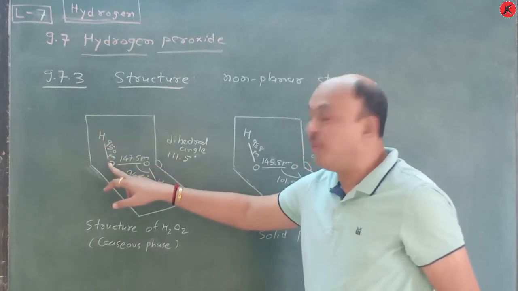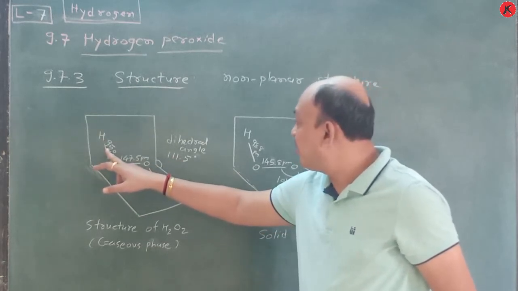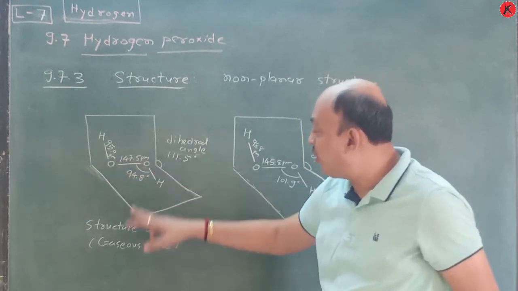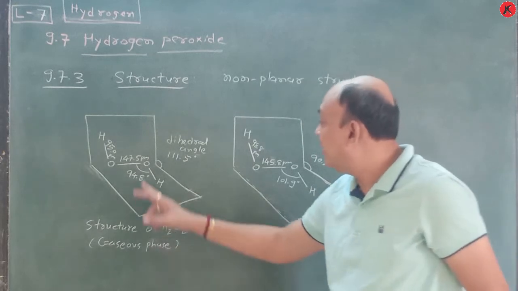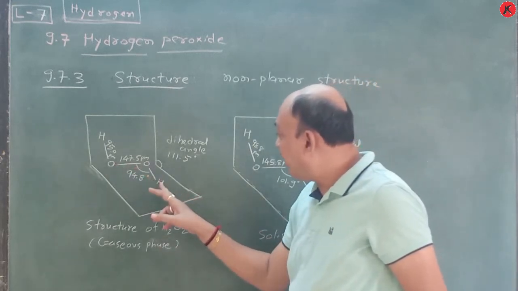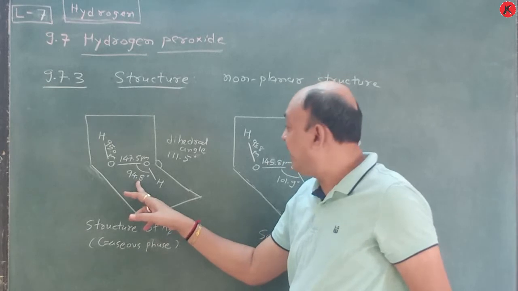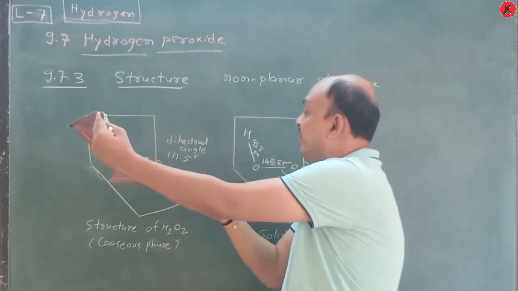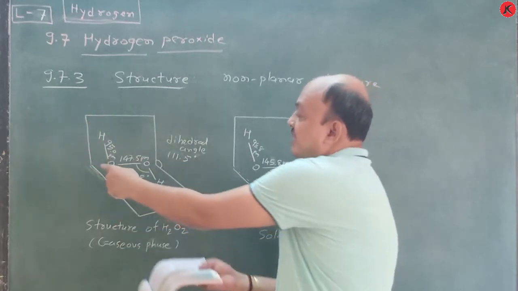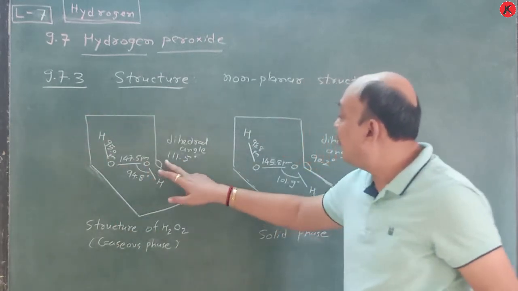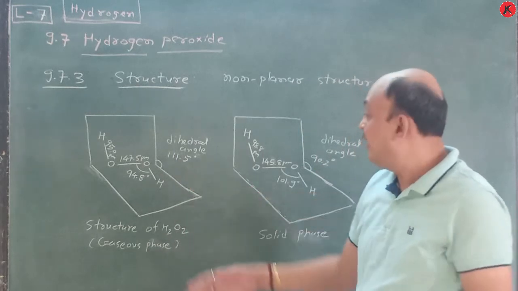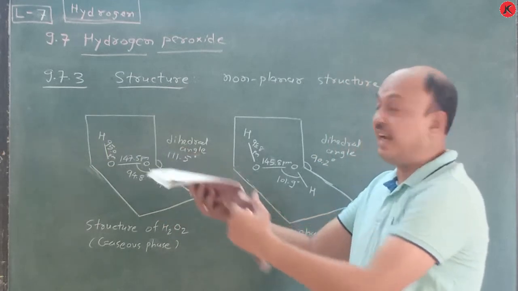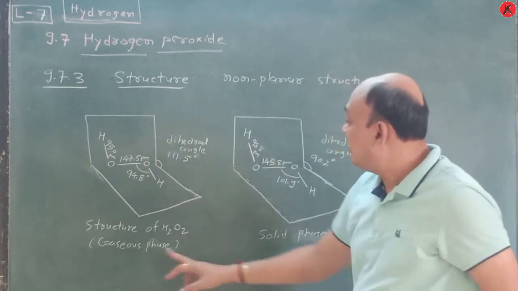This O-H bond length is 95.0 picometer, and this O-O bond length is 147.5 picometer in the gaseous phase. Remember, and this bond angle O-O-H is 94.8 degree, and here is the dihedral angle. That means what? When we open this book, whatever the angle is there, it is this angle. It is just like 111.5 degree. This way, just you see. This is considered as the dihedral angle. So this is the dihedral angle in the gaseous phase.